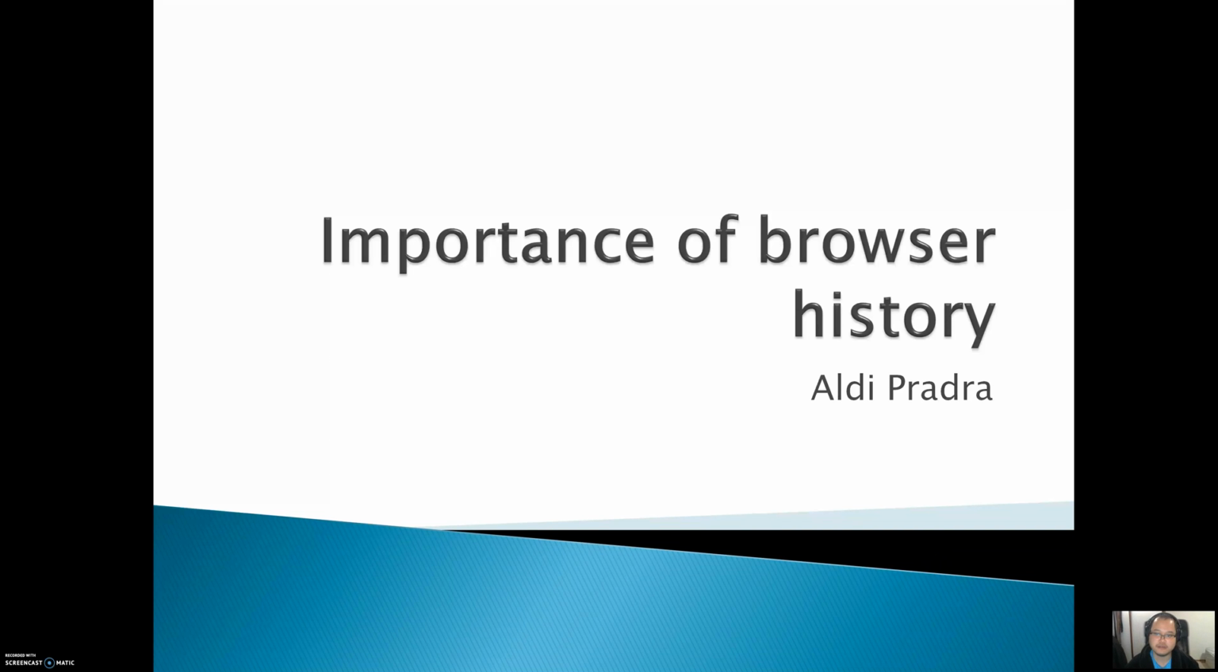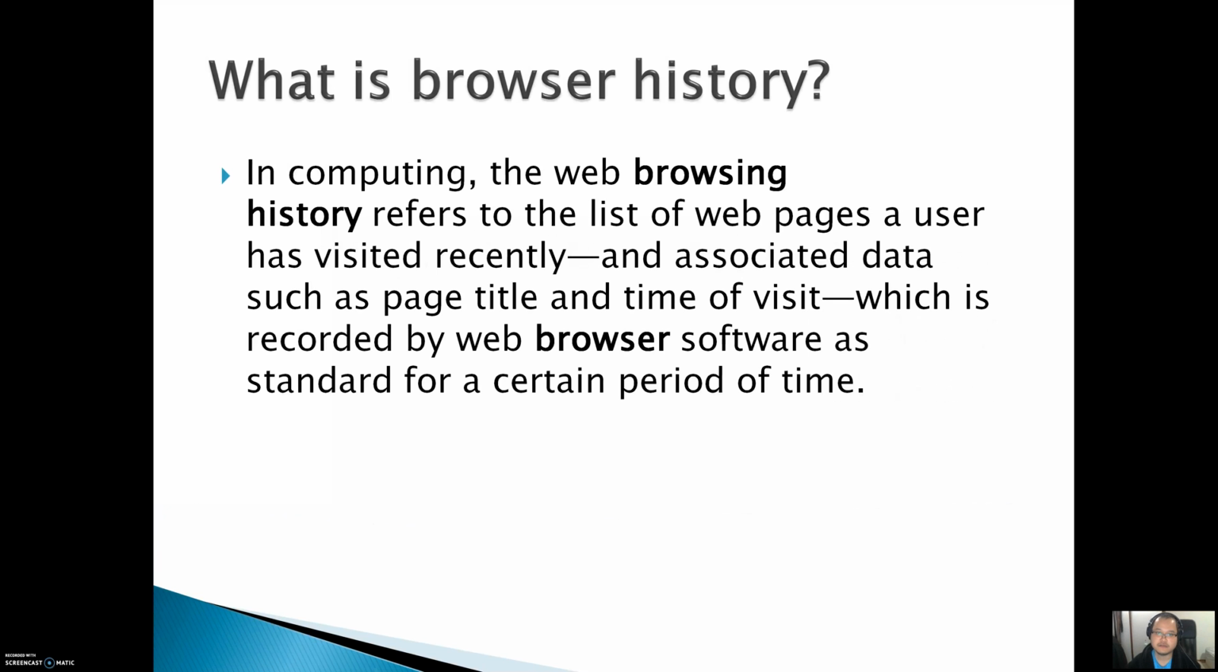Today I'll be talking about the importance of your browser history. So what is browser history? In the computer world, the web browsing history refers to the list of web pages a user visited recently and associated data such as page title and time of visit. These are all recorded by the web browser software for a certain period of time, usually from a day, a few days, or a few weeks.